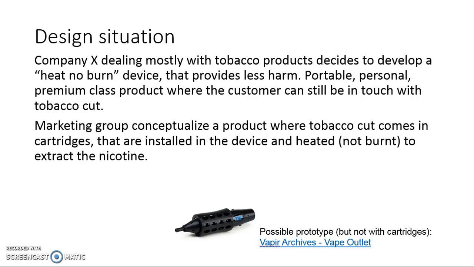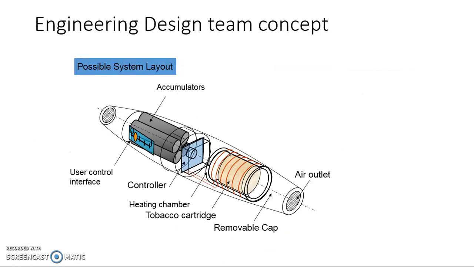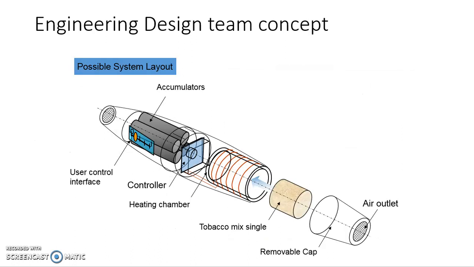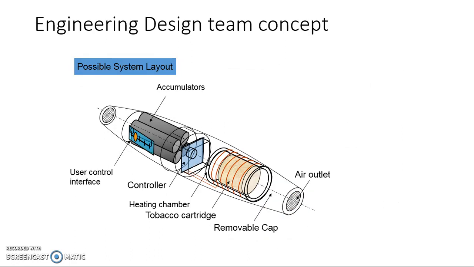So from the very beginning, it looked like a standard engineering project that any graduate of an electrical engineering department could do, or mechanical engineering department. We came up with an idea of a device, as you see, with a cartridge inside. We had to evaluate the amount of energy we need to extract a certain amount of nicotine from the tobacco cut, how much it has to be heated, how heat is distributed. So we did some finite element analysis. We analyzed what kind of accumulators or energy source we are going to use. And then we came up with a layout of the device.